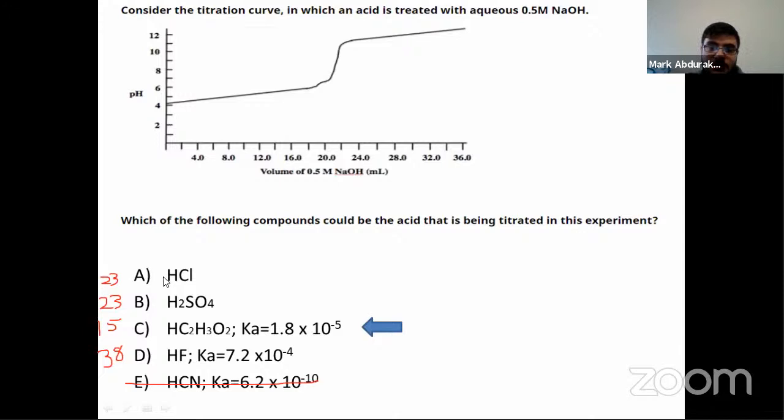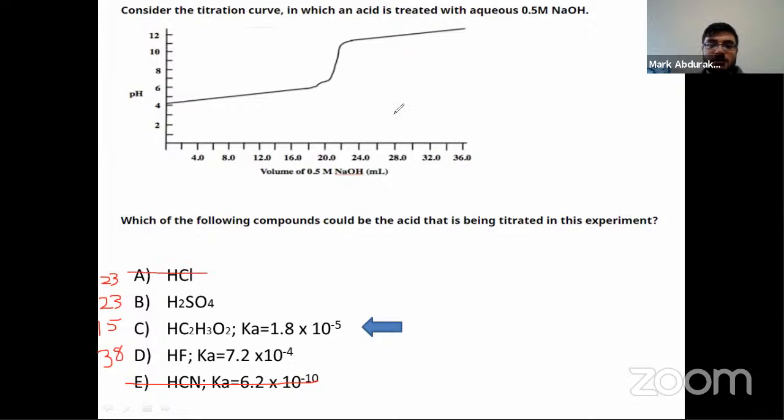So why can you eliminate A? Well, the base being used to titrate is a strong base, and HCl is a strong acid. So what did I mention about strong acids and strong bases? The equivalence point is always equal to 7 in those cases. If you look here, the equivalence point is about 8-ish, 9-ish. It's not 7. Because of that, you know the answer can't be a strong acid. So A is out because it's a strong acid.